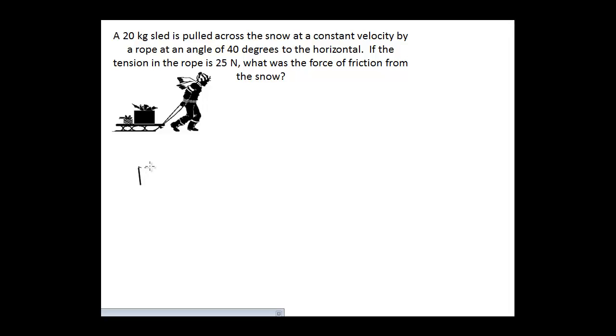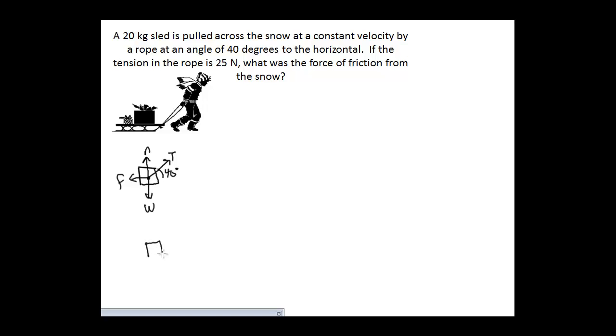So here's the sled. It's experiencing a weight from the earth, a normal force from the snow, friction from the snow, and a tension from the rope at an angle of 40 degrees. As we say, the best thing we can do here is create a free body diagram that's a little easier to work with, and that means we have to replace that diagonal. And so that would look like this.